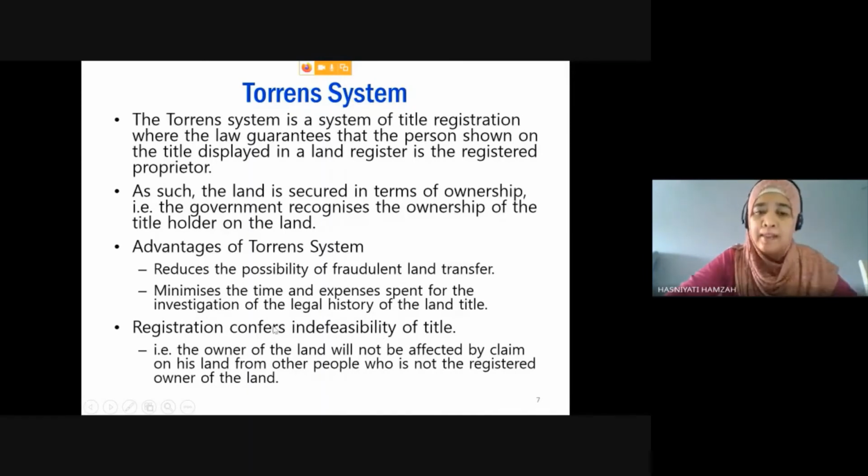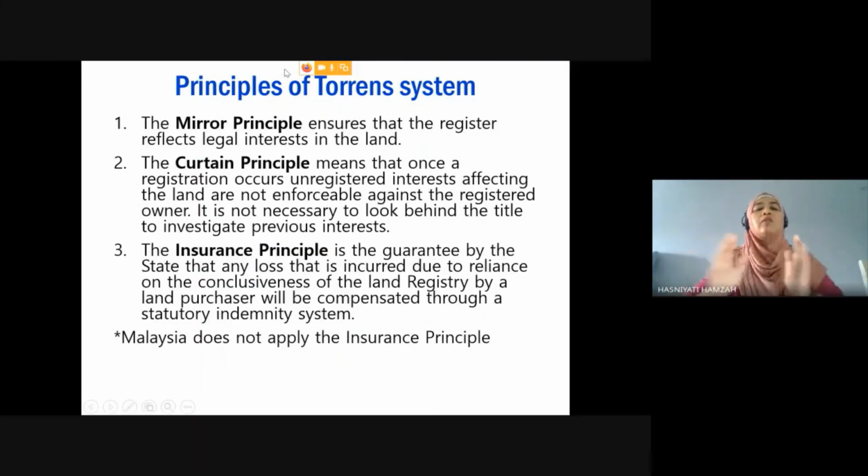Now, registration confers indefeasibility of title. Means once the name of the person is registered as proprietor, that person's title is indefeasible, cannot be challenged. The landowner of the land will not be affected by claims on his land from other people who are not the registered owner of the land. Okay, this one. So you see here the three principles of the Torrens system.